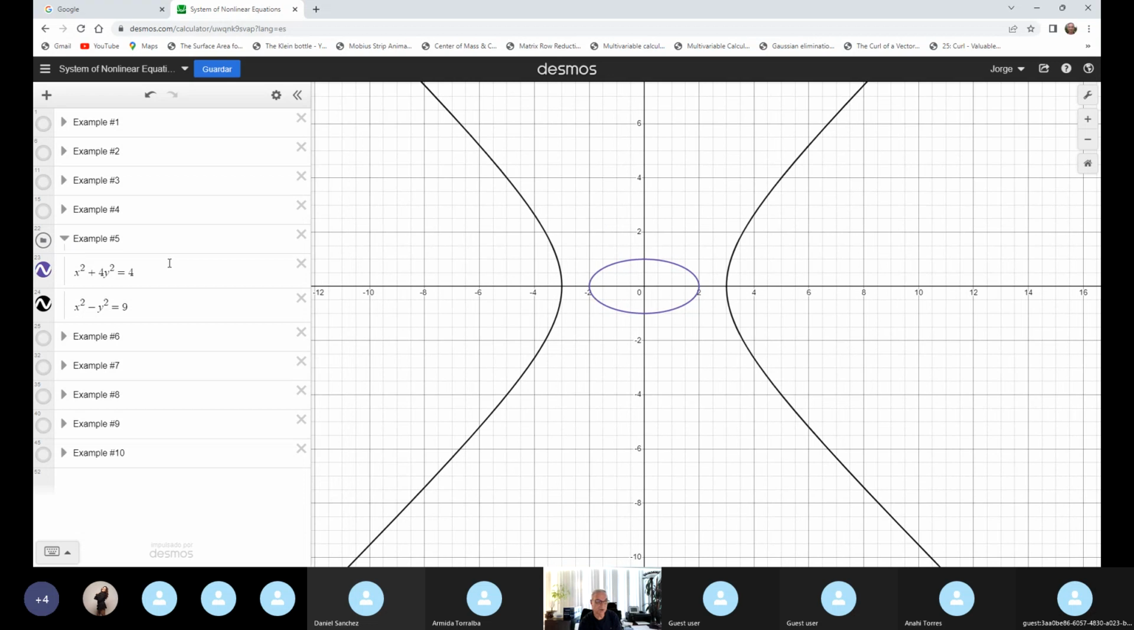We have two equations. The first equation is the purple color, it's an ellipse. The second equation is the black color, it's the hyperbola. But you see clearly we have no connection. These curves never touch. And this is the interpretation. Algebraically, I see an imaginary or complex number, no solution. And graphically, you confirm that there is no solution.